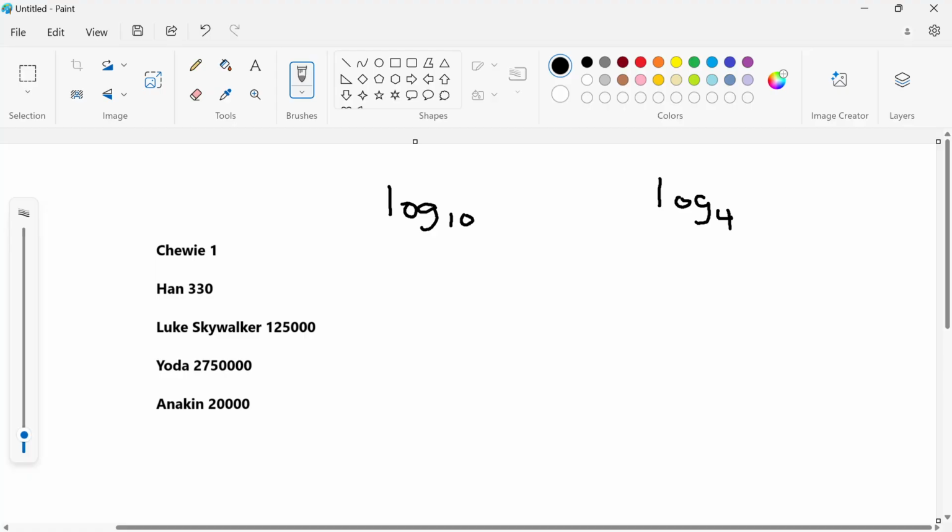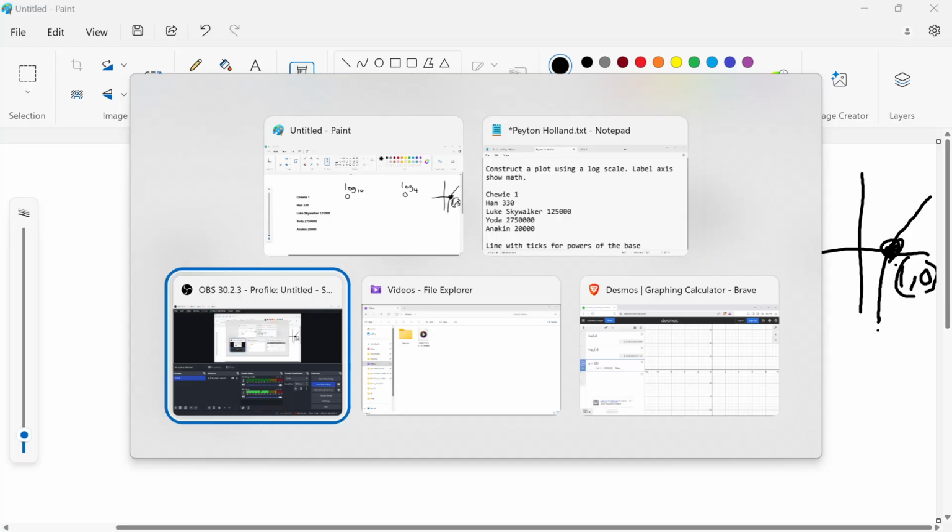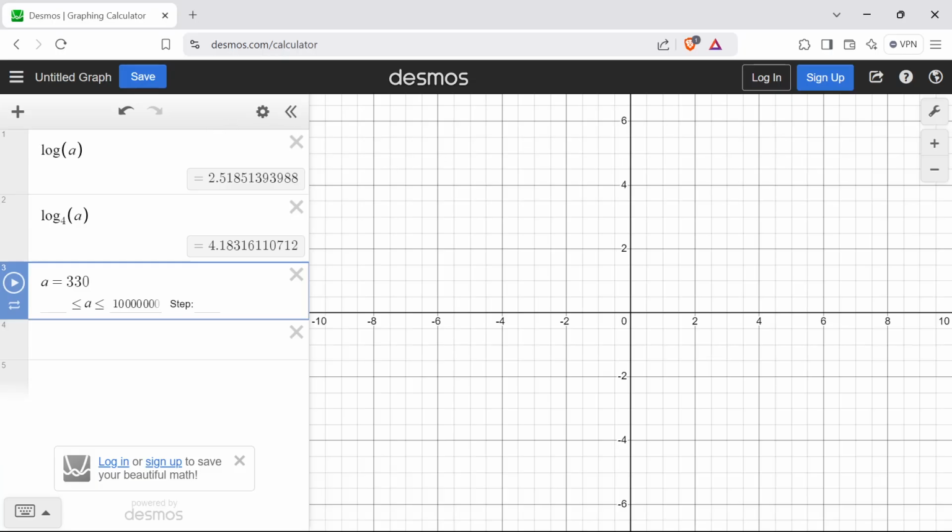So the log base 10 of 1, or in other words, 10 to what power equals 1? It's 0. The log base 4 of 1, in other words, 4 to what power is 1? It's 0. Remember, the log graph goes through (1, 0). Unless there's any kind of shifts, it's going to go through (1, 0). So I need the log base 10 of 330 and the log base 4 of 330. And I'm going to find these things using the Desmos calculator.